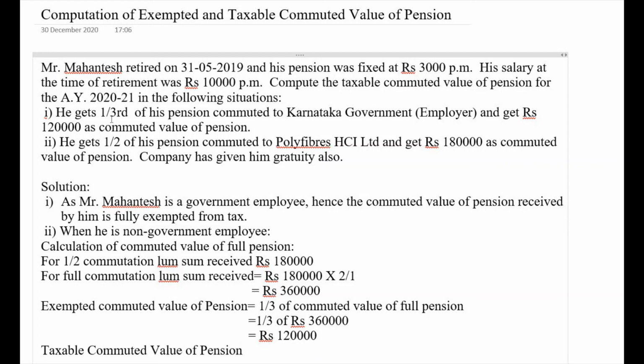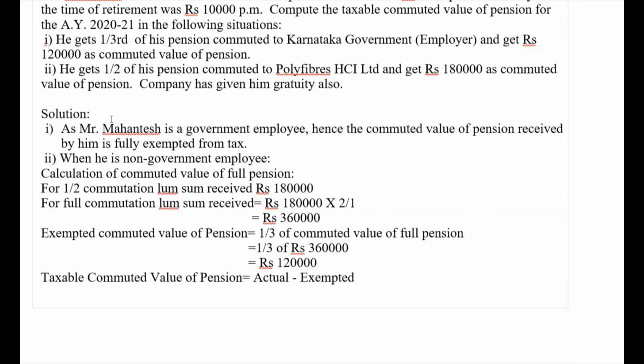So therefore, taxable commuted value of pension equals actual minus exempted. So now let's find out from the problem. In the second situation, the actual amount of commuted value of pension received is rupees 1,80,000, minus rupees 1,20,000 exempted. So the difference of rupees 60,000 is chargeable to tax here, which will be included in his income from salary. Thank you.